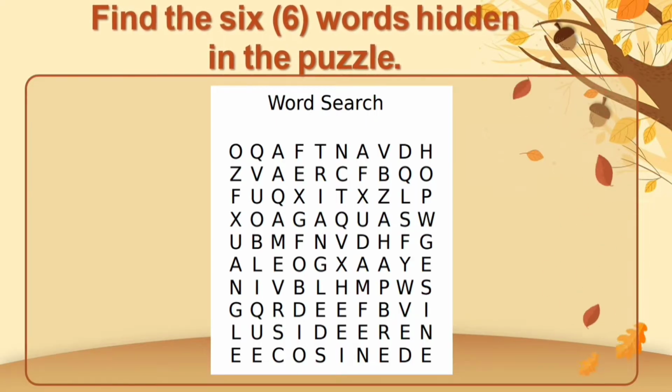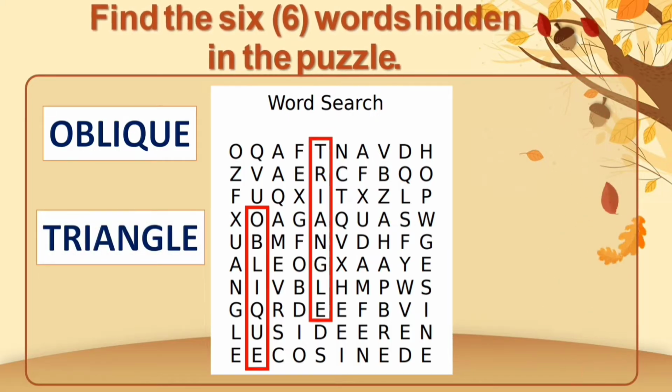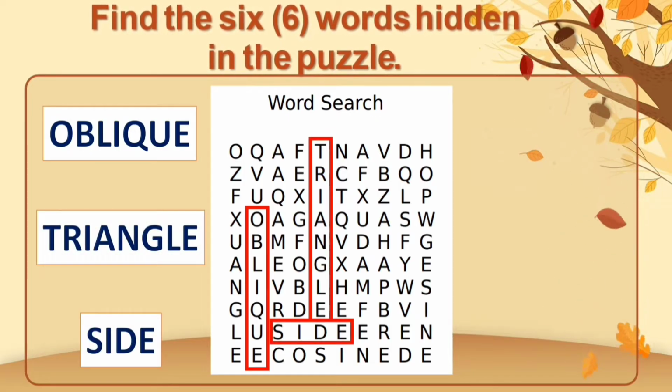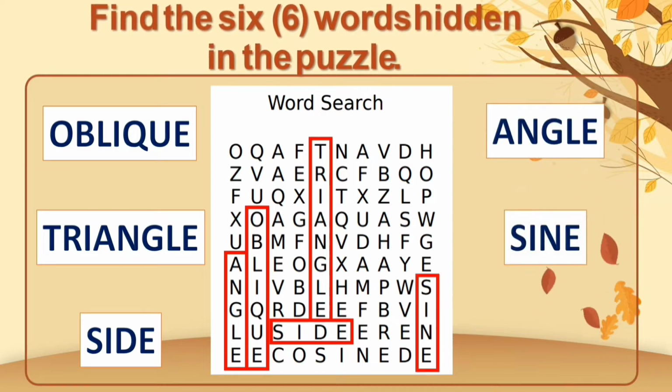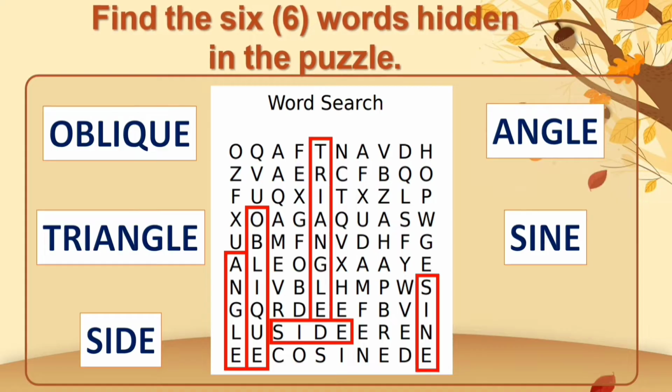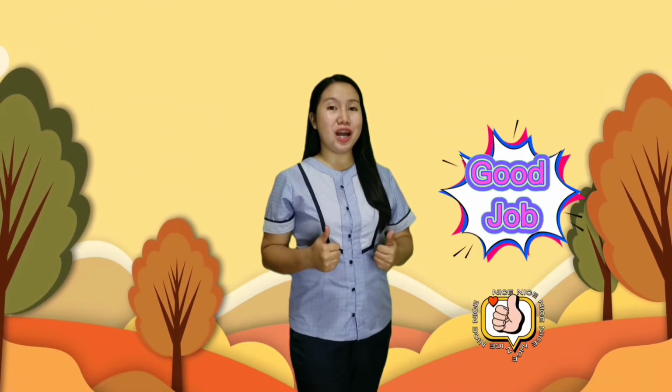Time's up. So the answers are: our first word is oblique, second is triangle, third is side, next is angle, next is sine, and our sixth word is cosine. Did you get all the 6 hidden words in the puzzle? Good job! You are really an amazing learner, my dear students.